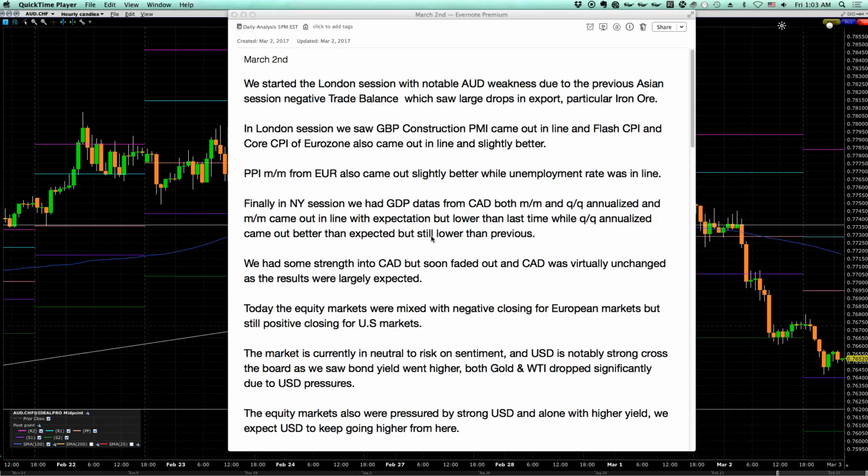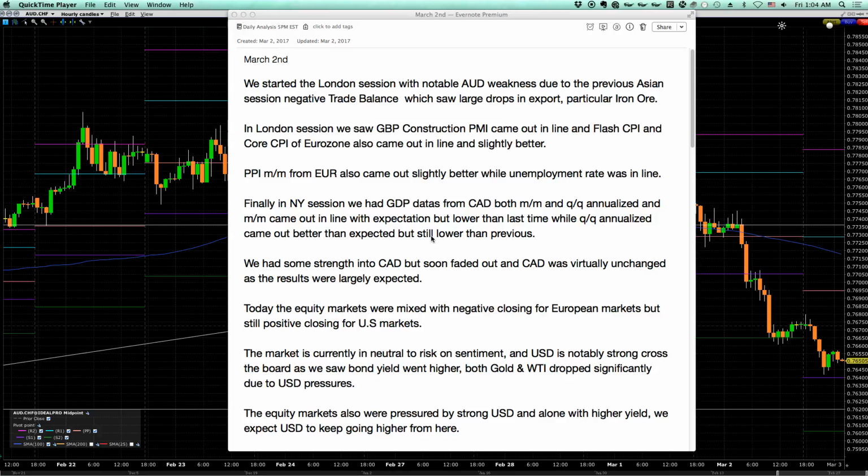Today we started the London session with a notable Aussie weakness. That was due to the last Asian session. We had a negative trade balance, with a large drop in exports, particularly iron ore. As many of you know, iron ore is one of the most important commodities for Australia. Basically, that was pretty much what's been holding up the commodity trade balance for Aussie.